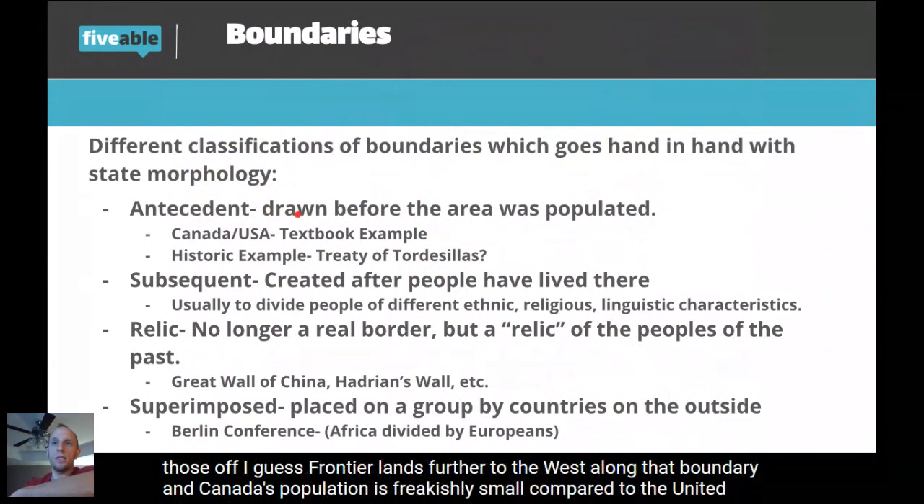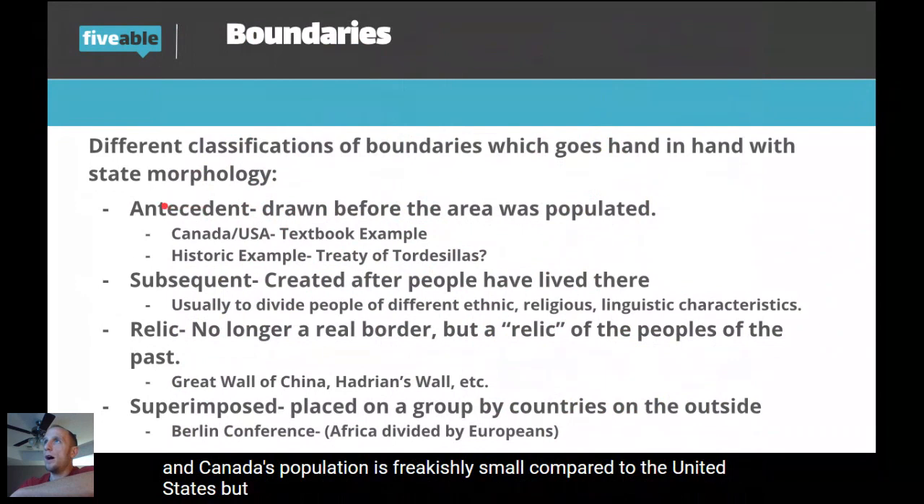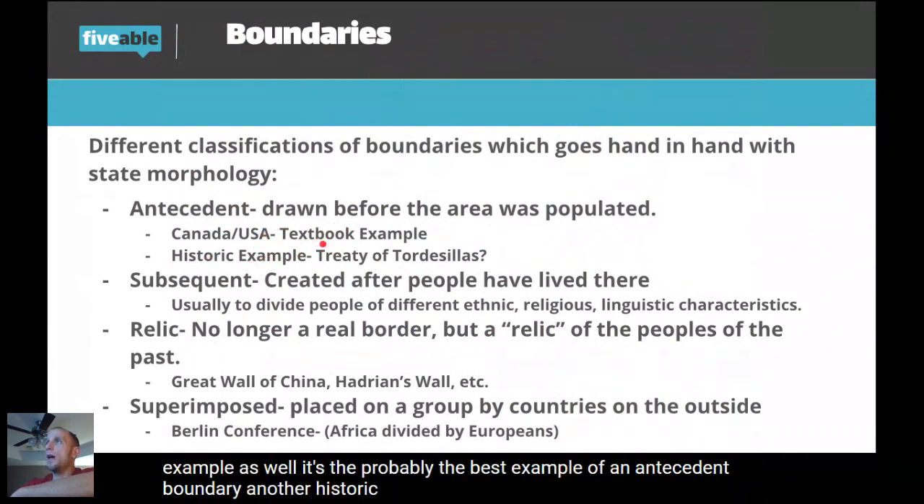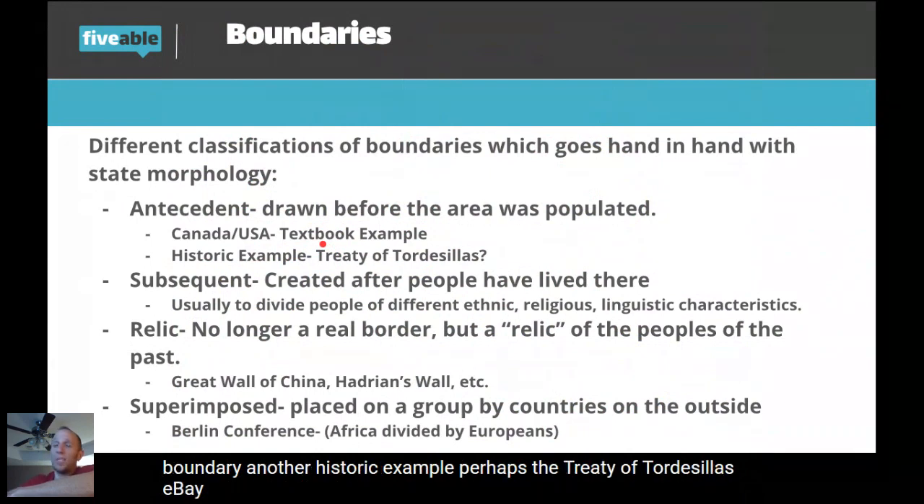Canada's population is freakishly small compared to the United States. But still, the border was already known. This is the textbook example. It's probably the best example of an antecedent boundary. Another historic example, perhaps the Treaty of Tordesillas.